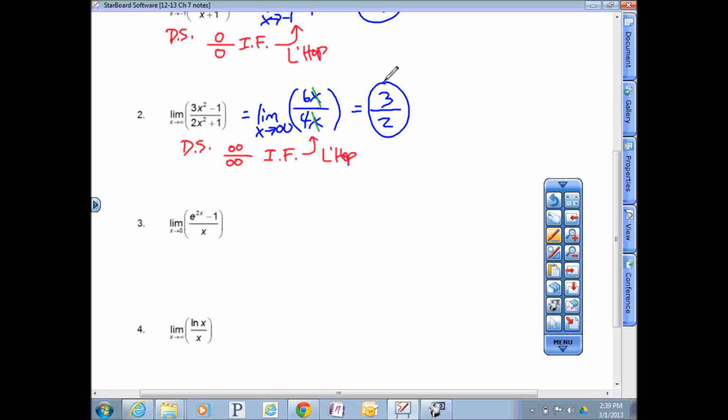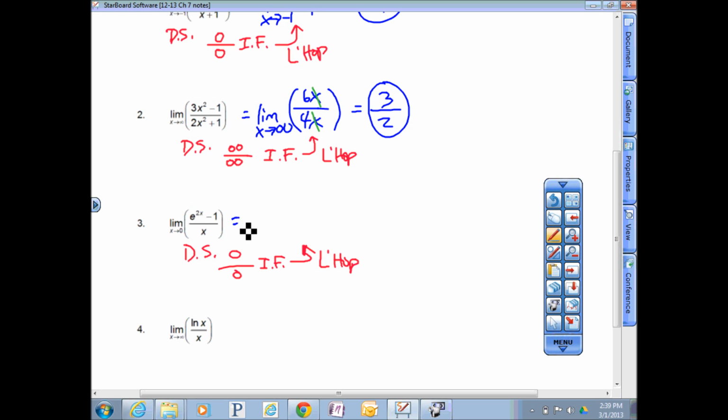All right, number 3. Let's try our direct substitution again. I can help with the bottom. The bottom's going to be 0. The top, e to the 0, is 1 minus 1. The top is 0 also. Which one gets there faster? I don't know. This is another indeterminate form. Let's try our friend L'Hopital.